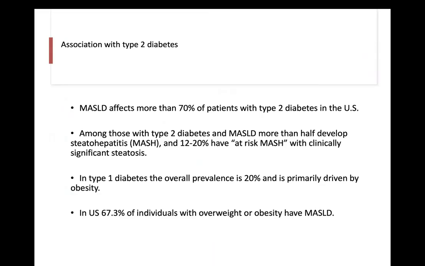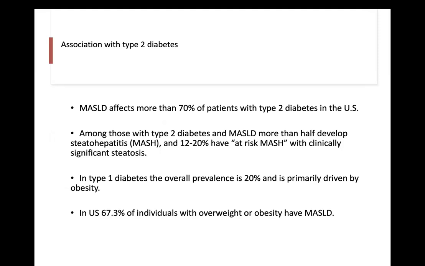The association with type 2 diabetes is important and significant. MASLD affects more than 70% of patients with type 2 diabetes in the US. And among those with type 2 diabetes and MASLD, more than half develop steatohepatitis, and 12 to 20% have at-risk MASH with clinically significant fibrosis.